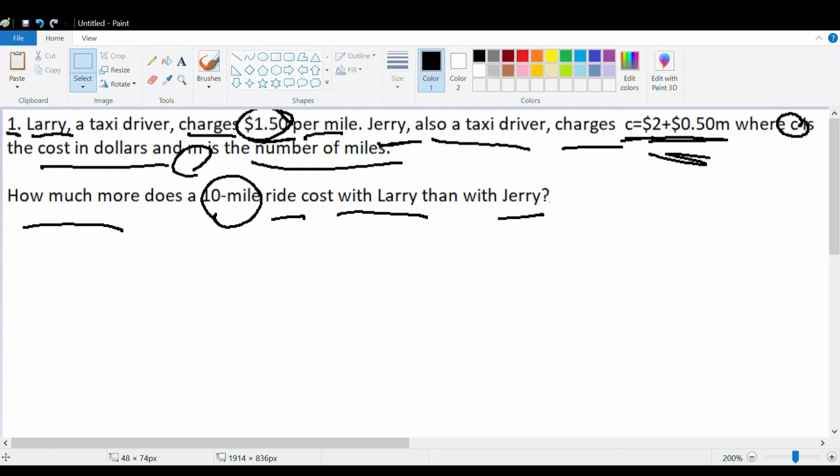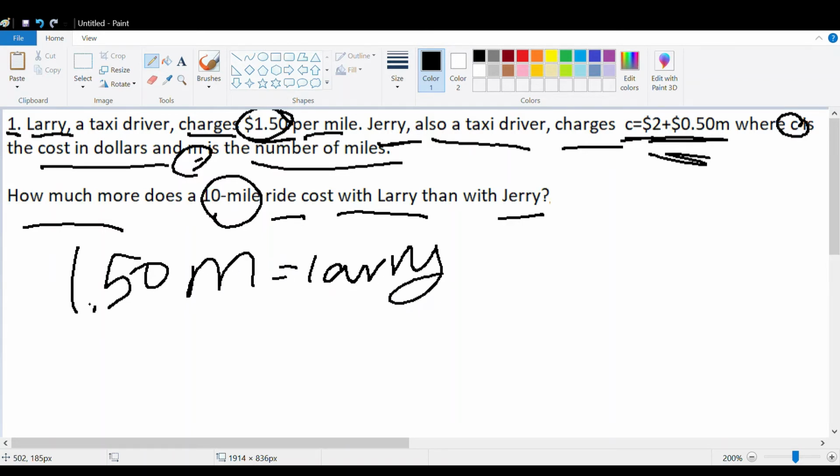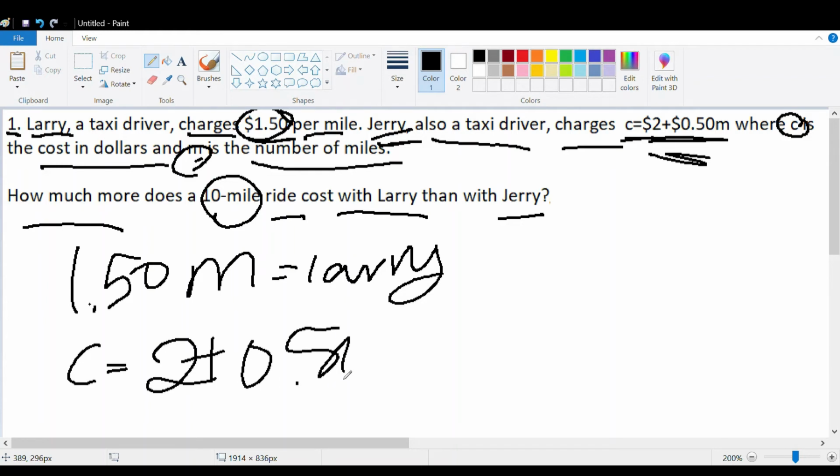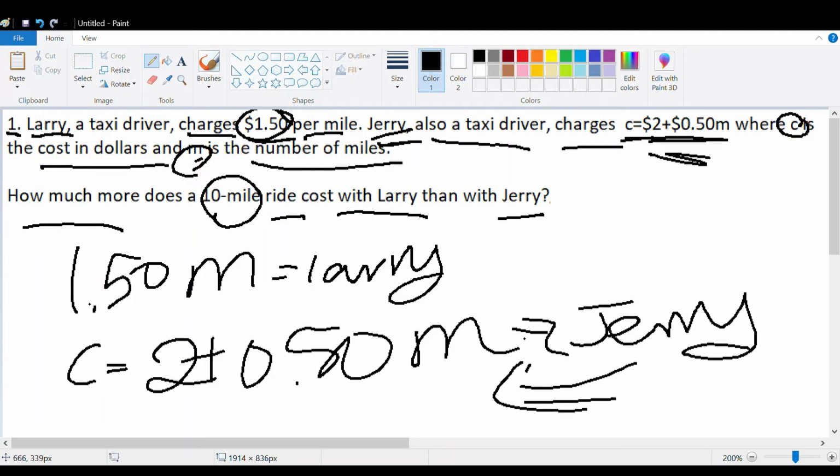So first and foremost, let's start writing the expression for Larry. Larry charges $1.50 per mile, and let's just use M, which it says here, as miles. So 1.50 M. This is Larry's expression. Now let's go to Jerry's expression. Jerry, it already says C equals $2 plus 0.50 M. This is Jerry's equation to find the total amount. Now, we have to plug in this 10 into M, because M is the number of miles, in Larry and in Jerry.